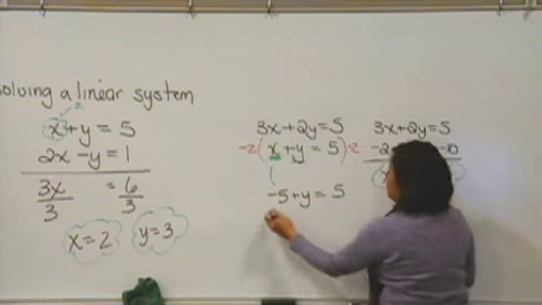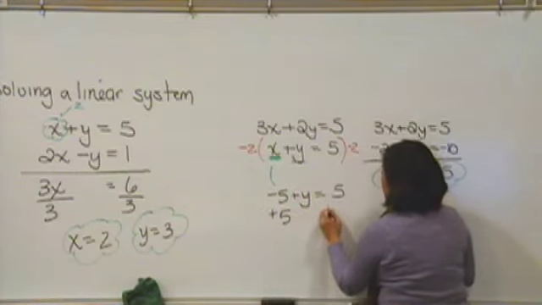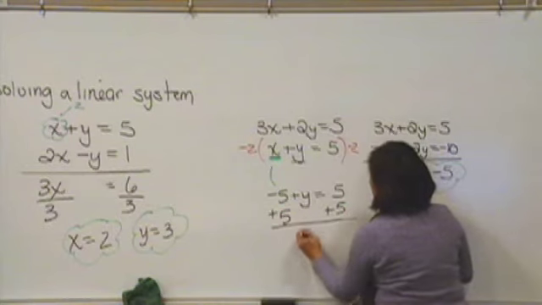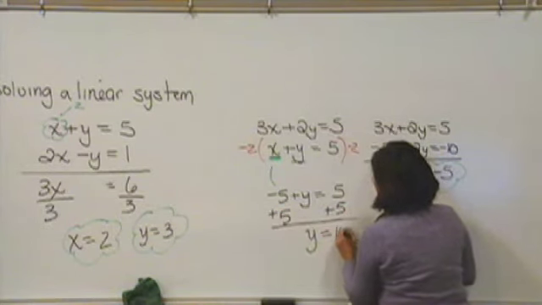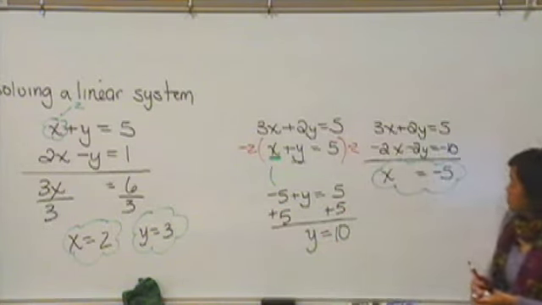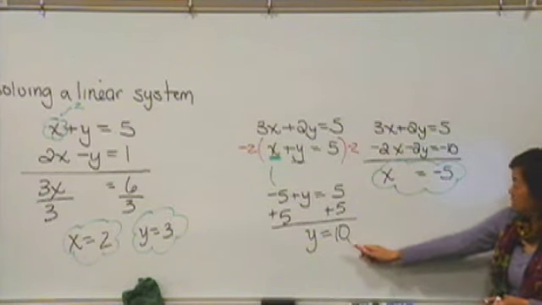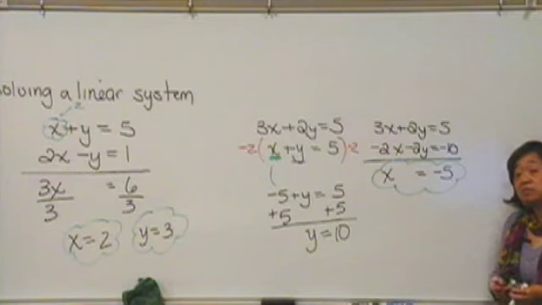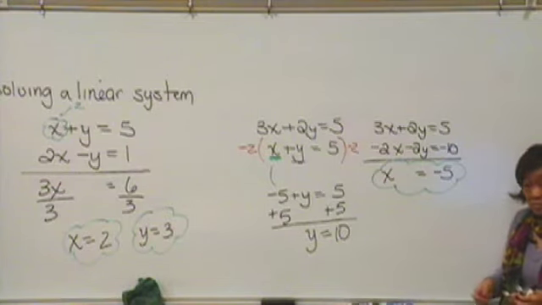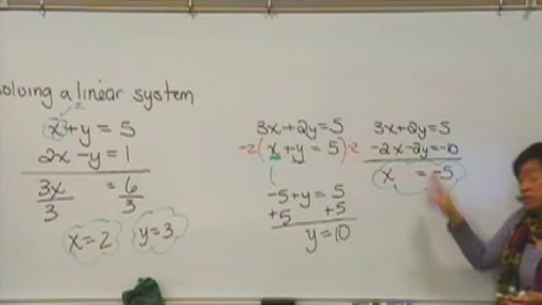I want y by itself, so I'm going to add 5 to both sides. So y is equal to 10. So my solutions are x is negative 5 and y is equal to 10. All right, so I'm going to write two on the whiteboard for you to try. I'll try an easy one and one that's a little bit harder.